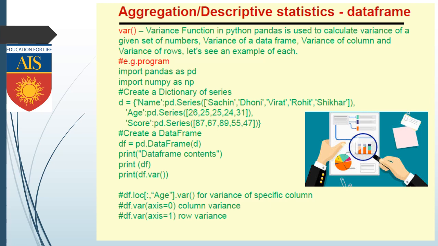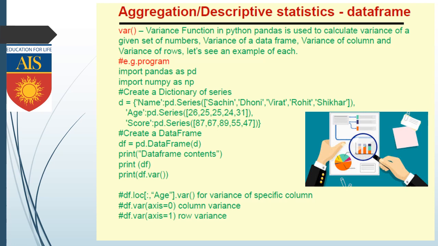Now we need to make some change. df.loc, then within the bracket we have to mention the field name, and before the field name we have to mention a colon, then a comma, and after closing the bracket, .var. That means we are going to calculate the variance.